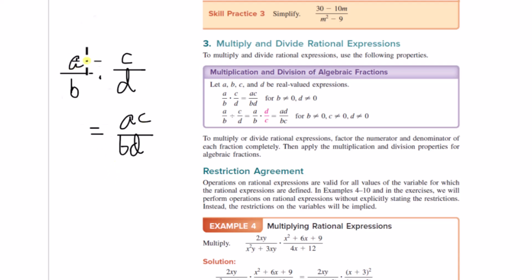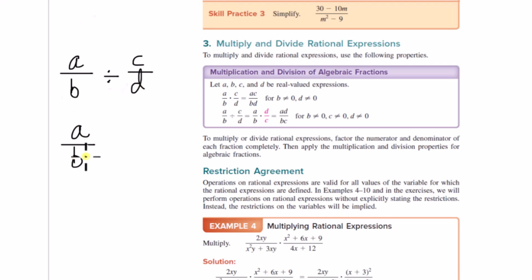From there, you're just multiplying polynomials. And dividing is easy as well. You do a over b divided by c over d, but we know how to do that. You take the reciprocal of the divisor and then change the division to a multiplication. Okay.